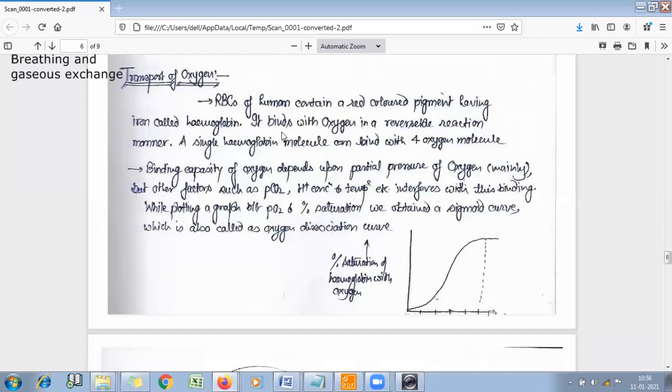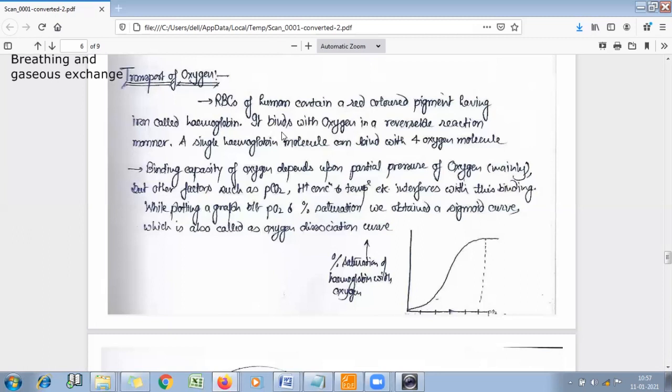and this is the main factor. Partial pressure of oxygen mainly helps the binding of oxygen with the hemoglobin, but some other factors are also responsible, or we can say regulate this binding, such as partial pressure of carbon dioxide, hydrogen ion concentration, and temperature. So all these four factors regulate the binding of oxygen with hemoglobin.